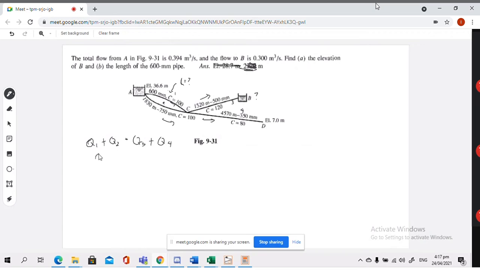If this is 0.394 and this is 0.3, then Q4 is equal to 0.094. Substitute that, then transpose. So 0.094. Okay, from there you can get the head loss.